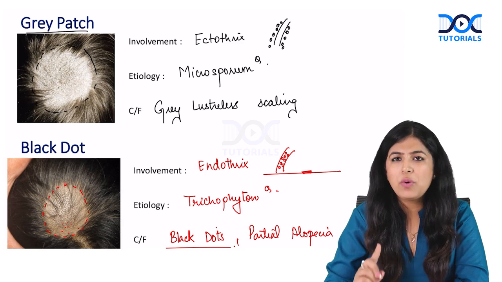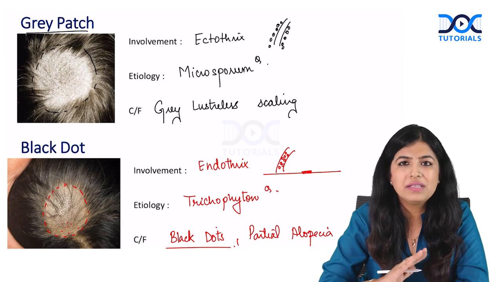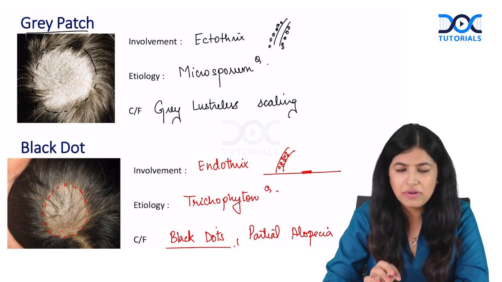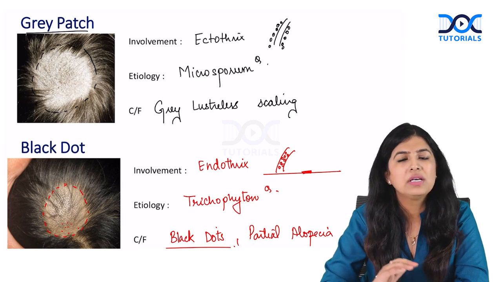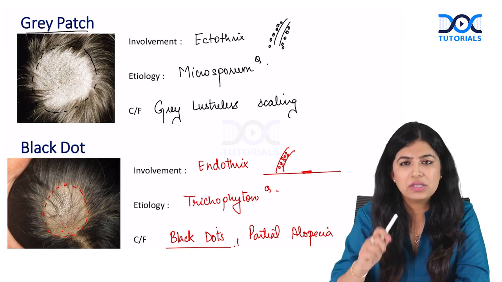Now, you have to know how to differentiate black dot from alopecia areata. In alopecia areata, the skin is completely smooth and bald in the patch. However, in black dot and grey patch, you will see different signs like scaling or the black dots.